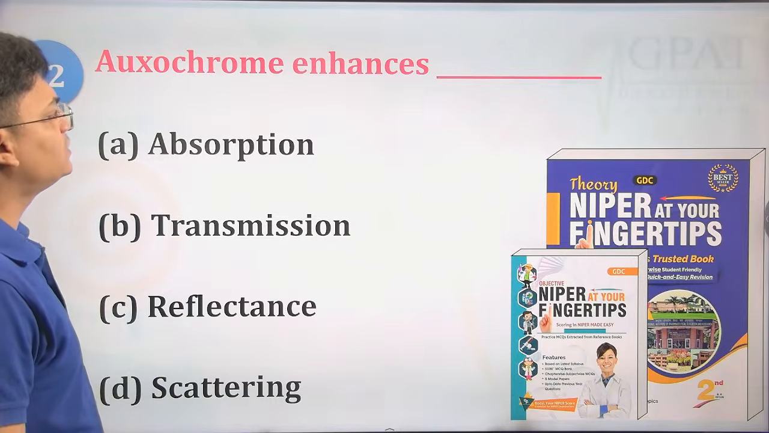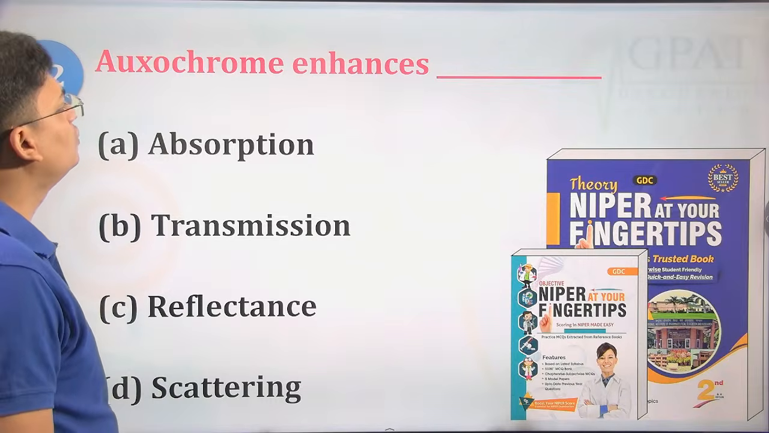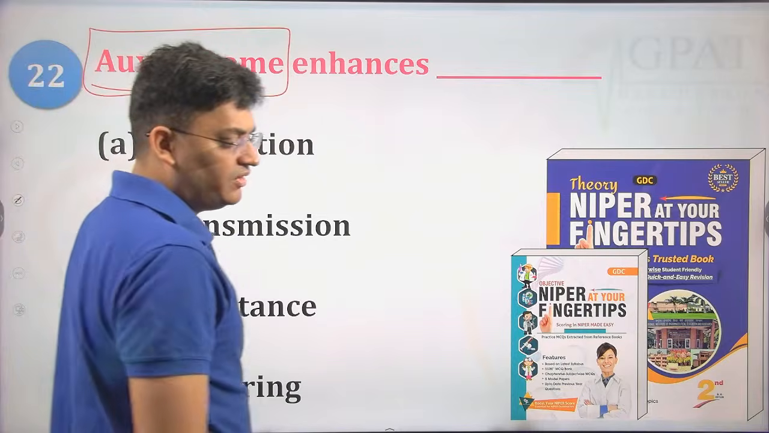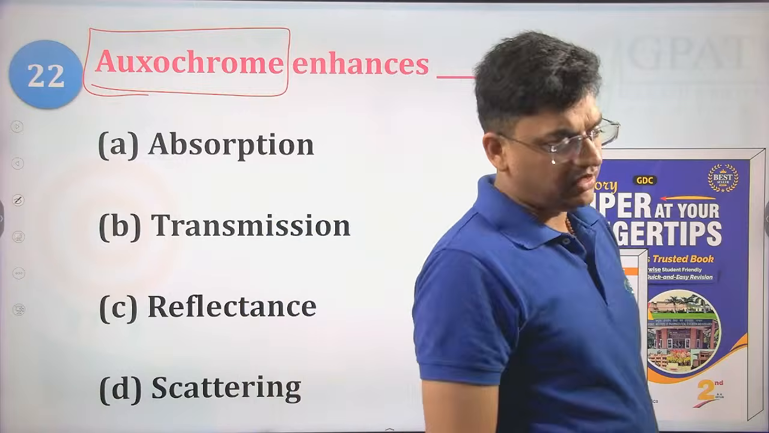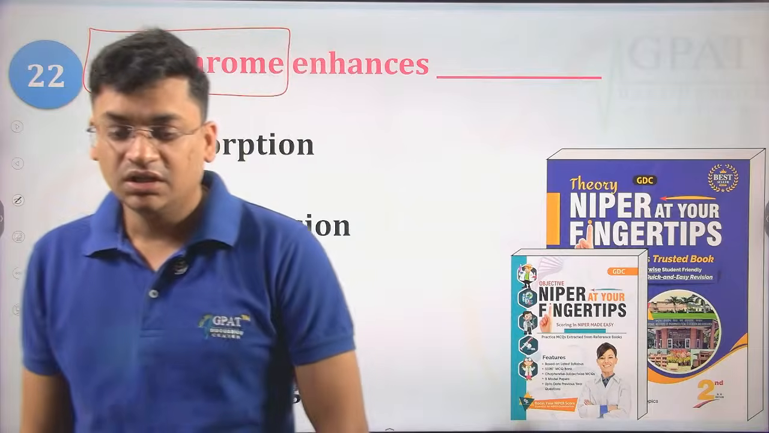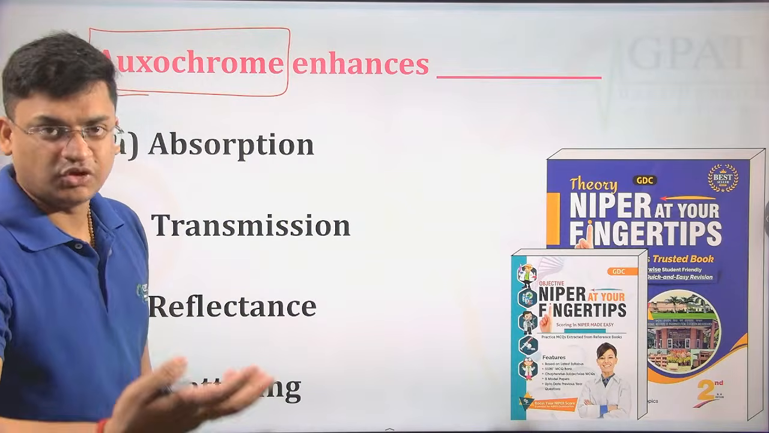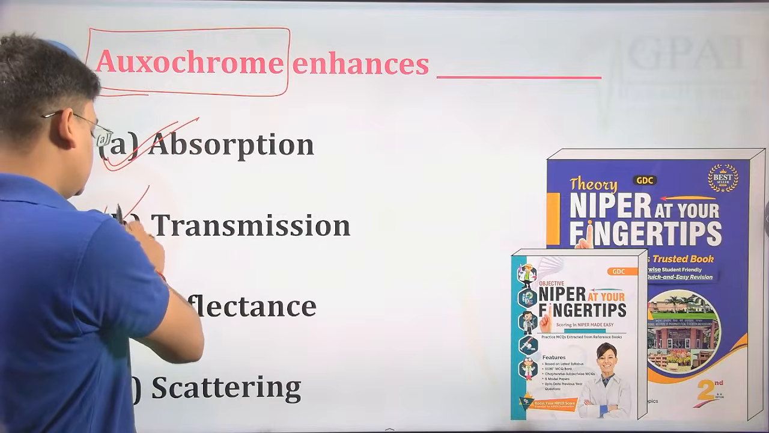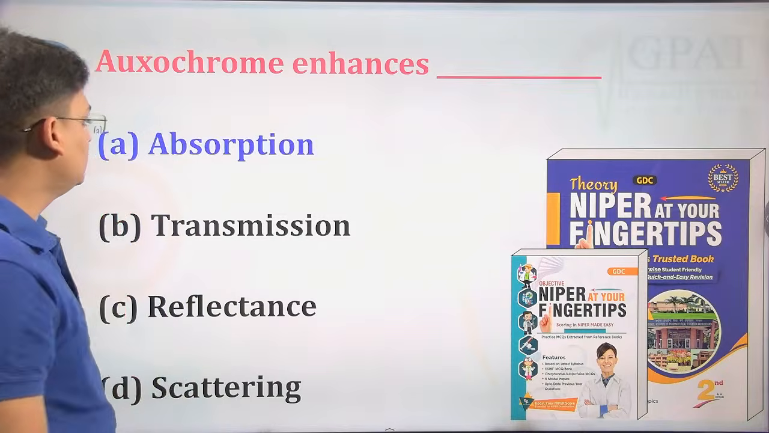Auxochrome enhances. Auxochrome, that is what? They have pi systems, either aromatic rings or pi bonds, so they always increase the absorption. Because of these pi bonds, they will always have an increase in the absorption. Yes, that is correct. No transmission, no reflectance, no scatterings. Absorptions.